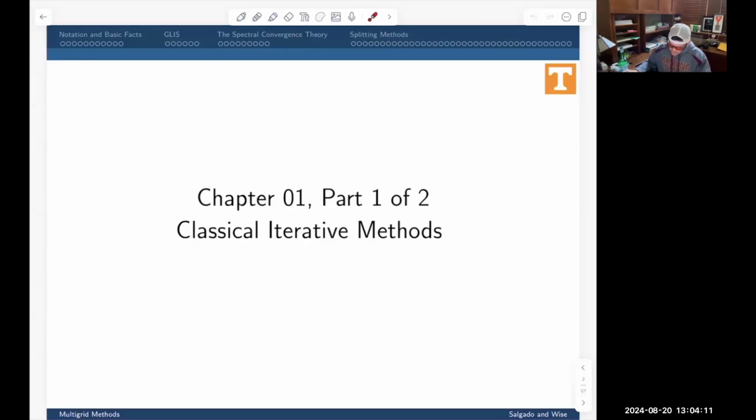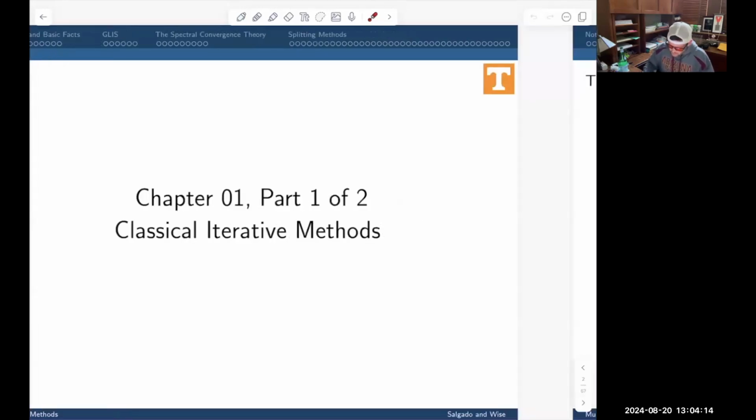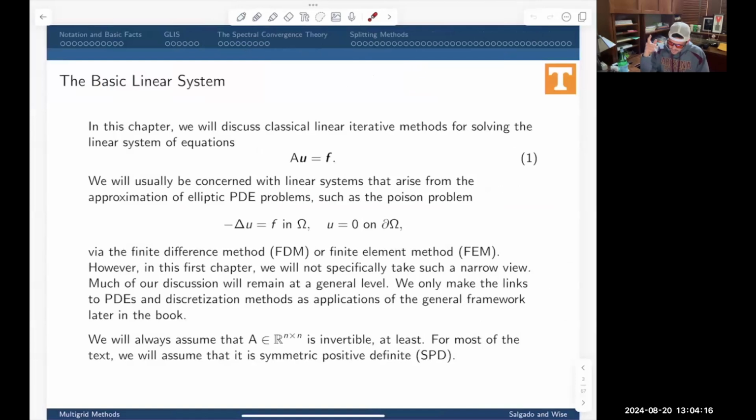So let's start talking about classical iterative methods, the subject of chapter 1. Well, the first thing is, why are we doing this? Why are we interested in classical iterative methods? We're going to be solving linear systems of equations, something like this, AU equals F. So typically I would write AX equals B or something like that, but this is kind of evocative of what we're doing when we're studying PDE. So A is our linear operator. This is a square matrix. U is the unknown vector, and F is the known forcing vector.